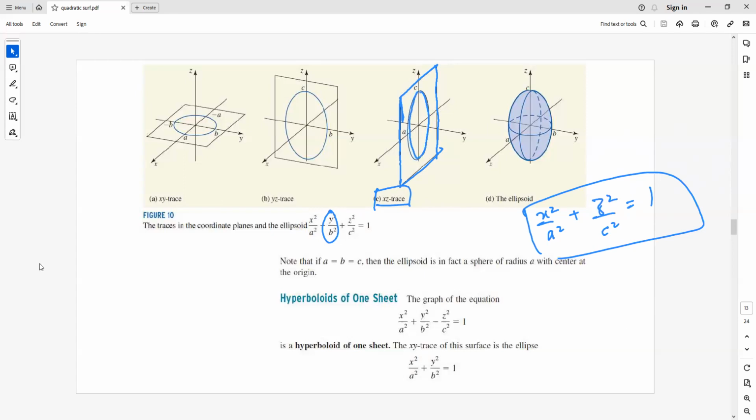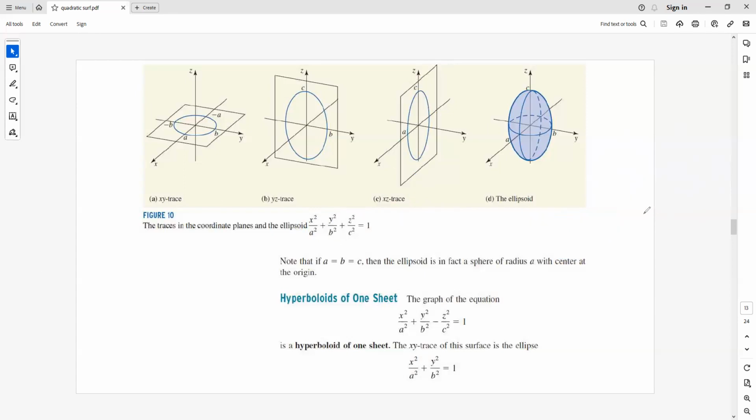Okay, so now combining these three traces and the Cartesian coordinate system, we can draw the surface, which we already called an ellipsoid. So this is our coordinate system. Now here we have the zy trace, and then we have the x and z trace, so it looks like this.